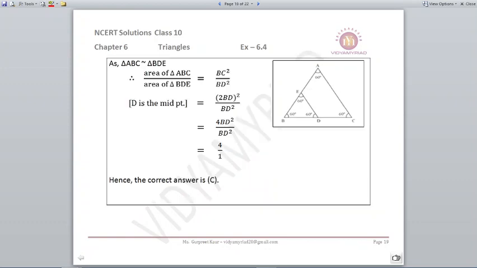So what are we supposed to do when the triangles are similar? Their areas are equal to the square of the corresponding sides. So area of triangle ABC upon area of triangle BDE will be equal to BC square upon BD square. Now what is BC square? Instead of BC I can write twice of BD, because BD is equal to DC. I can write twice of BD whole square, which means 4BD square upon BD square, that gets cancelled. So it comes out to be 4:1.